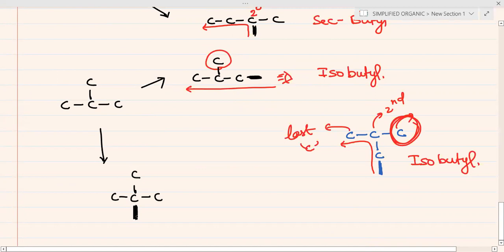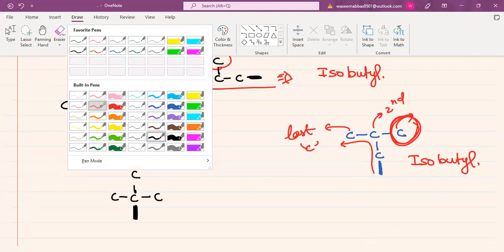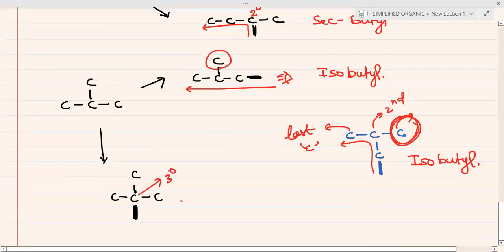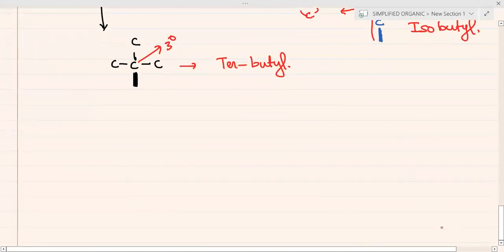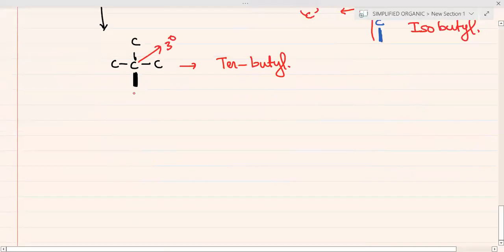now please check this properly. As it is bonded to tertiary carbon, as the branch is from the tertiary carbon, it's called tertiary butyl or tert-butyl. Now, if I ask you to travel, from which direction will you travel? From this direction.